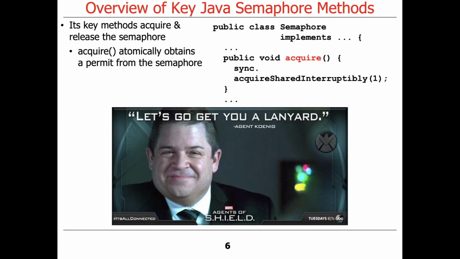Acquire atomically obtains a permit from the semaphore. So its job is to get you a permit, or in this case, when you call acquire, you get one permit. Anybody who's ever seen Agents of S.H.I.E.L.D. will understand why this is funny.